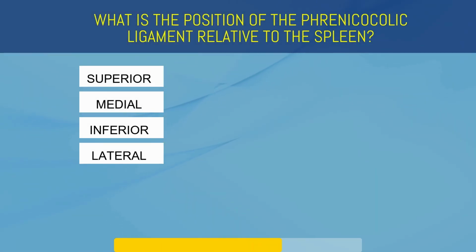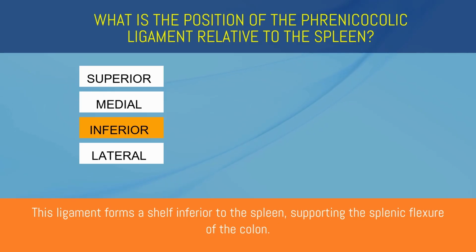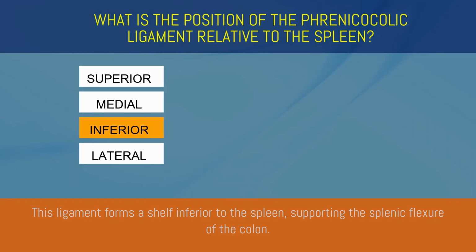What is the position of the phrenicocolic ligament relative to the spleen? Superior, medial, inferior, or lateral? Inferior. This ligament forms a shelf inferior to the spleen, supporting the splenic flexure of the colon.